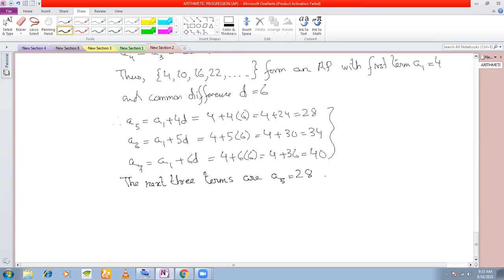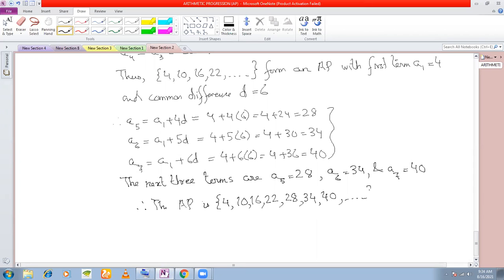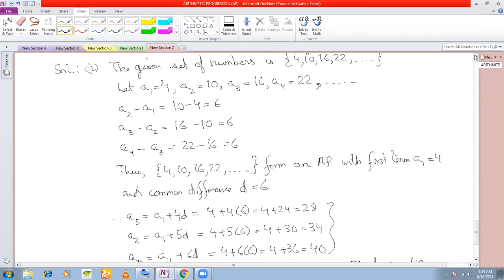A5 is equal to 28. A6 is equal to 34. And A7 is equal to 40. So therefore, the AP is, write down the terms that were given, 4, 10, 16, 22. These 4 were given to you. What is the next 3 that we have found out? 28, 34, 40, and so on. Is it clear? Any question till this part? No question? Then I'll stop here for today.